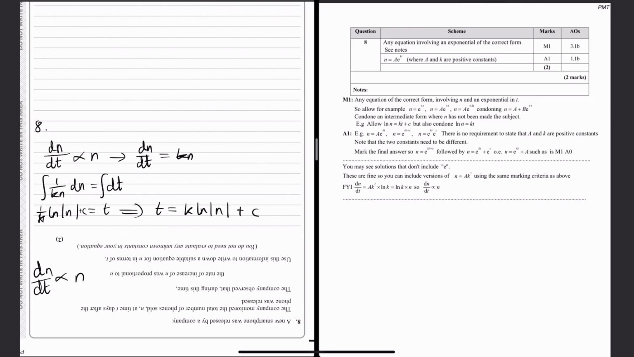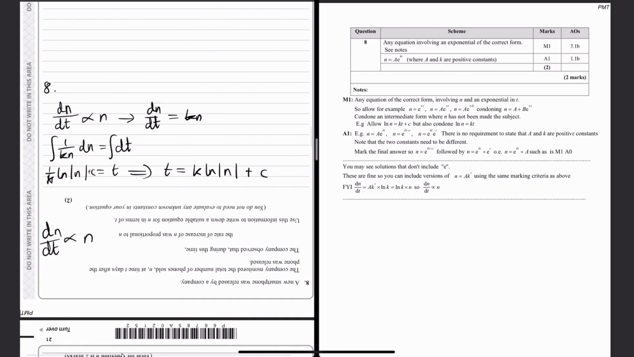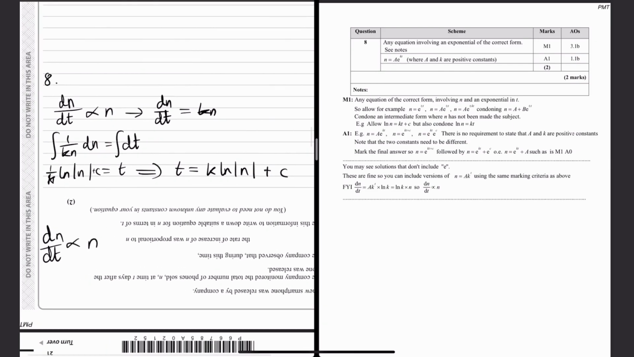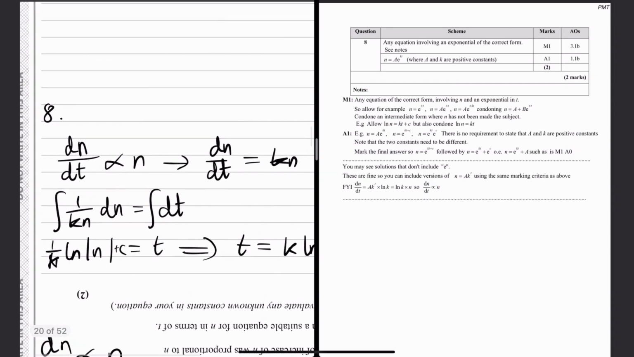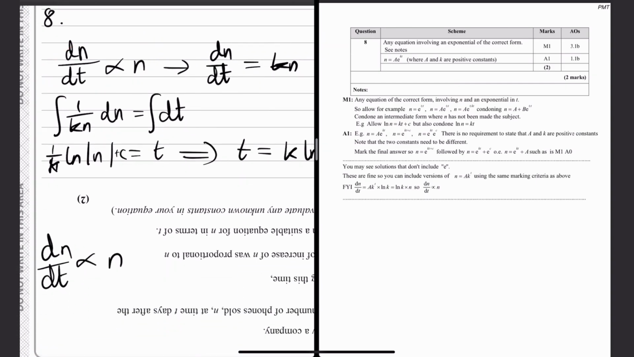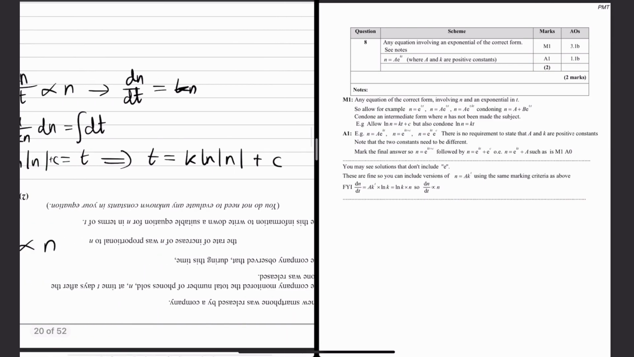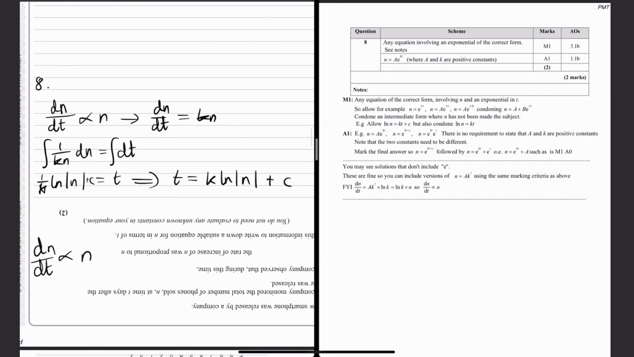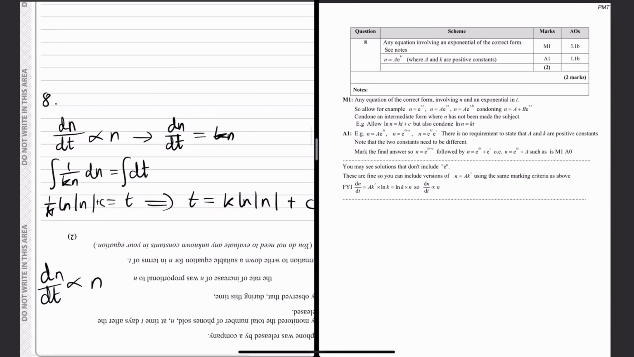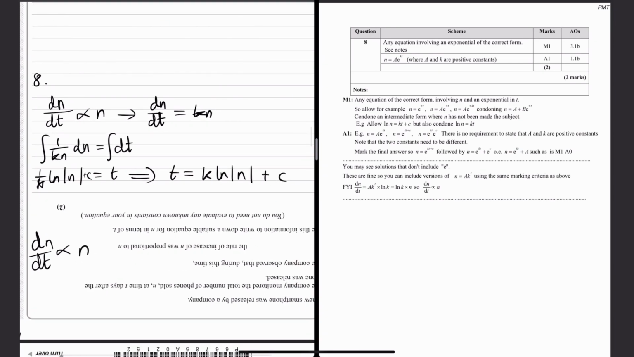So guys, it turns out I actually got question 8 wrong. All it wanted was an exponential equation, so I didn't actually need to do this differential equation stuff then integrating. I mean, it probably should have made sense because there's only 2 marks, but yeah, all you need to do is put n is equal to an exponential equation like this.